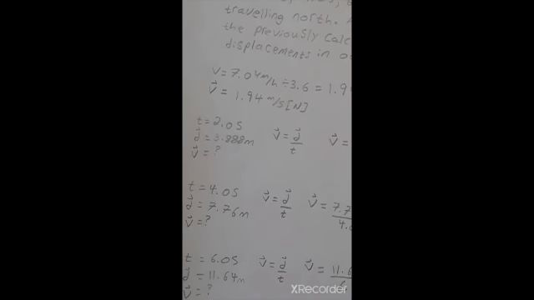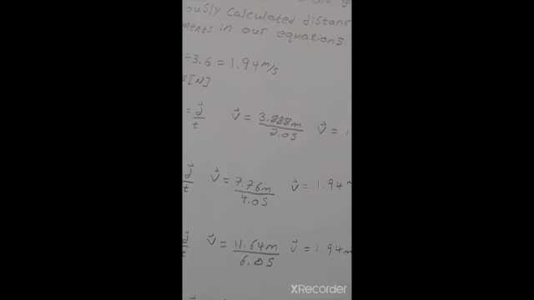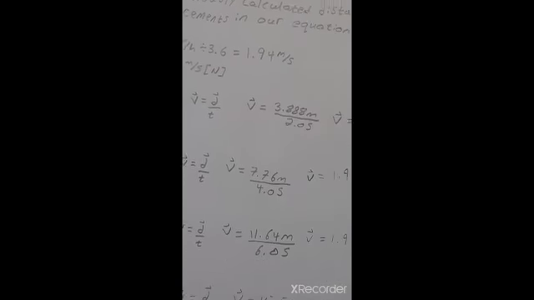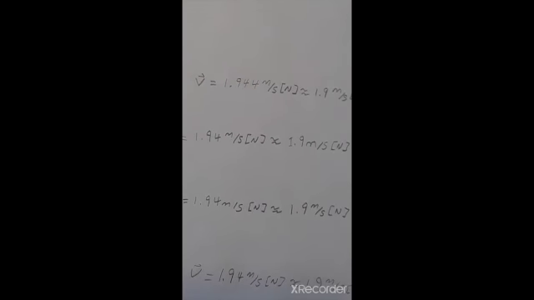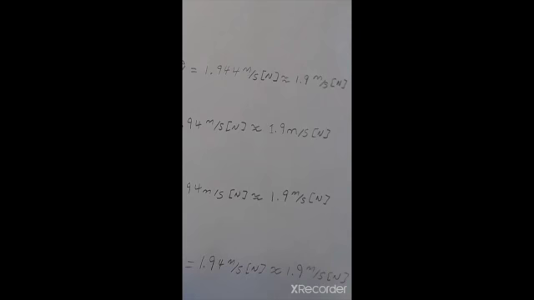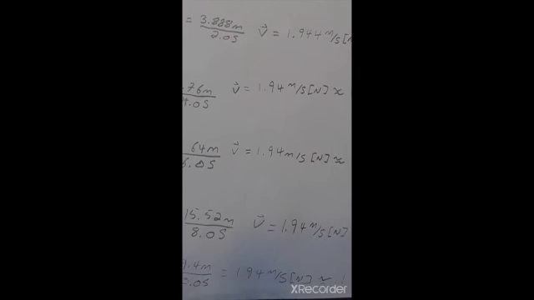So, our velocity equals distance over time. If we had a distance of 3.888 meters, we put that on top, and we take our time, 2.0 seconds, put it on bottom, do the division, it comes out to 1.944 meters per second north, which rounds to 1.9 meters per second north.